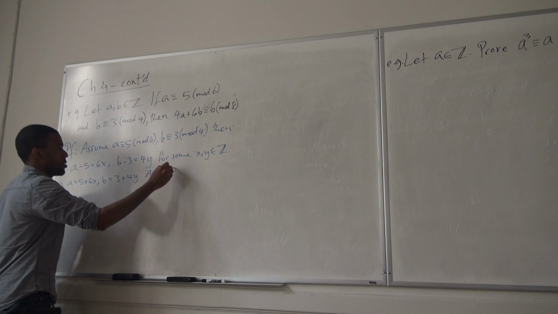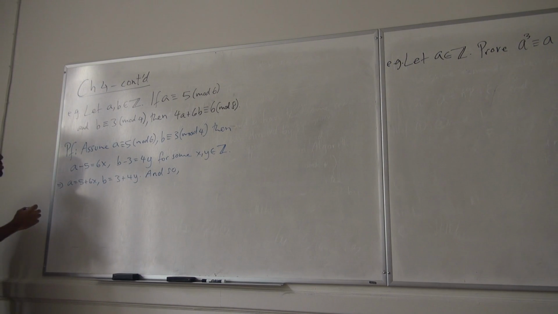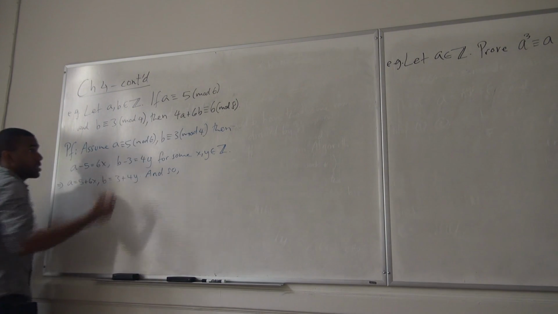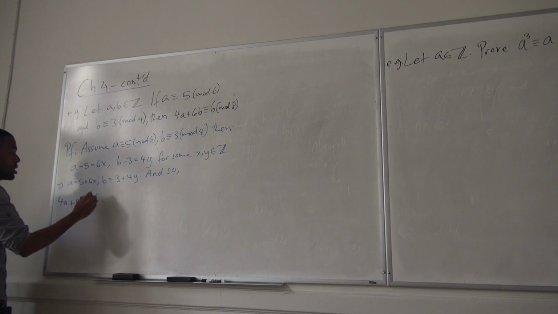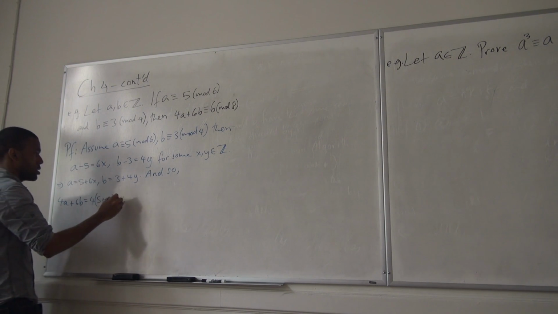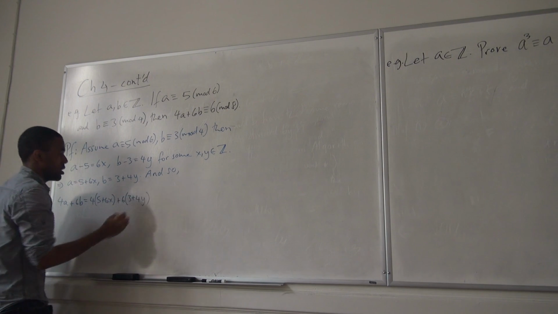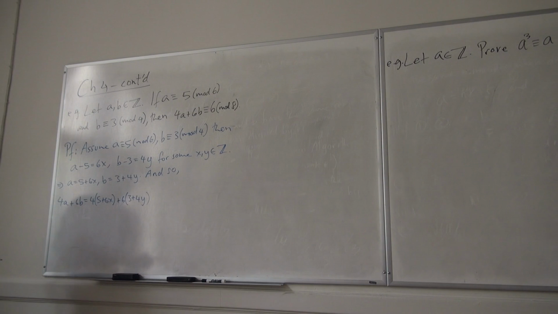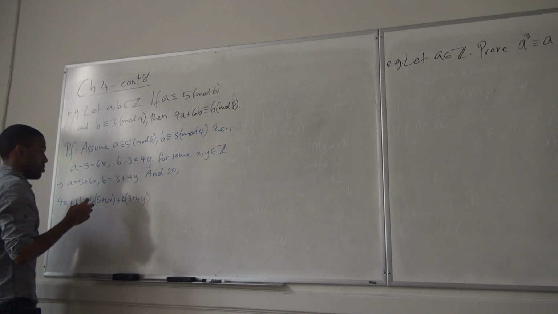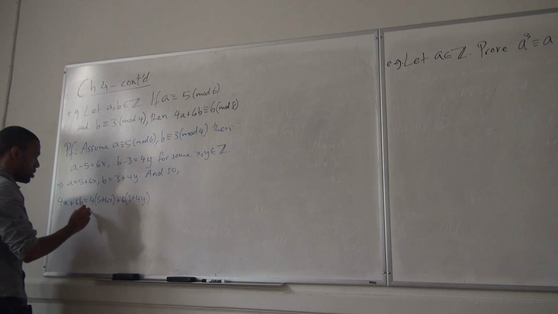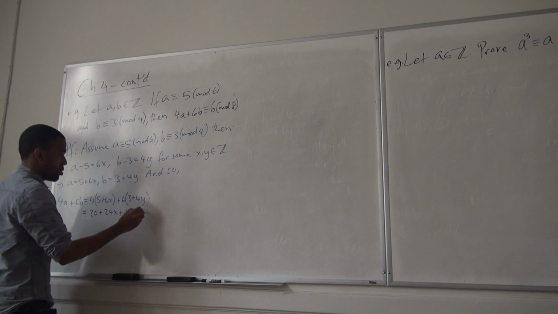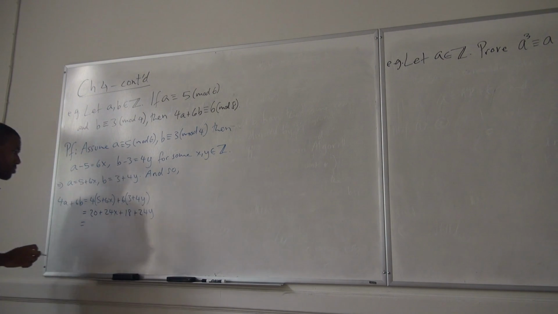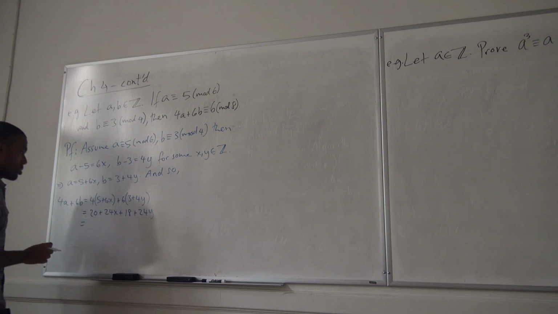Now we just try to plug it in here. It seems to be the logical thing to do. So 4a plus 6b would actually be 4 times (5 plus 6x) plus 6 times (3 plus 4y). And we're hoping this simplifies to something like 6 plus 8 times an integer. So this will be equal to 20 plus 24x plus 18 plus 24y. And so this would be equal to what?